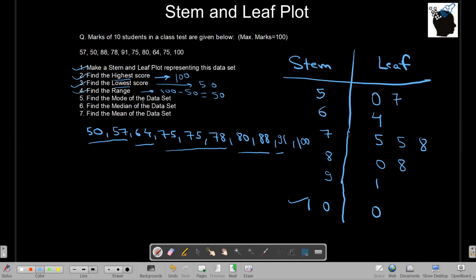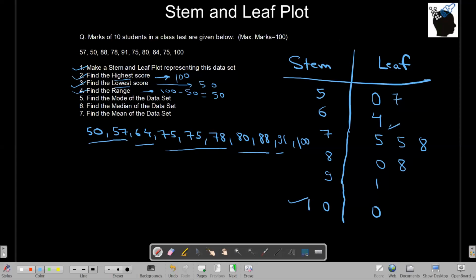Then find the mode of the data set. Now what is the mode? Mode is a number which has occurred the maximum number of times. To find the mode in the data set, we're going to look at the leaf column and see if there are any numbers which are repeated.